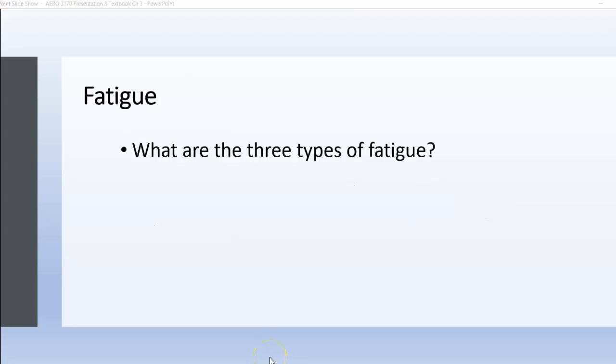FAR 117 defines 3 different types of fatigue. The first one is called transient, and that's brought on by sleep deprivation.